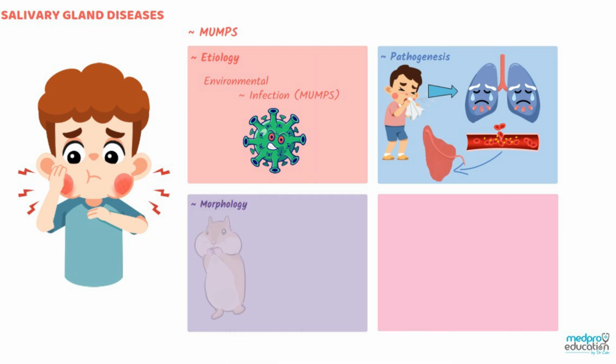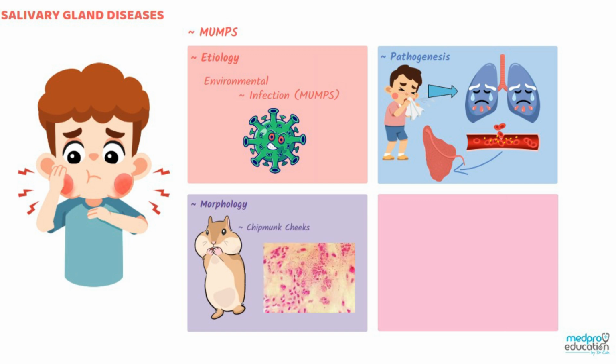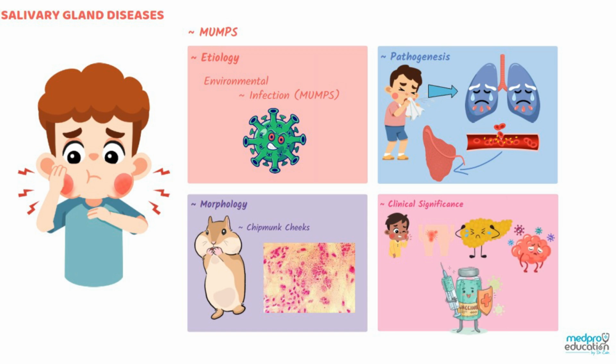Morphology: grossly bilateral parotid swelling, chipmunk cheeks. Histologically, the gland shows edema and lymphocytic infiltration. Clinical significance: painful parotitis, fever. Can lead to complications like orchitis, risk of sterility, pancreatitis, and aseptic meningitis. Can be prevented by vaccination.